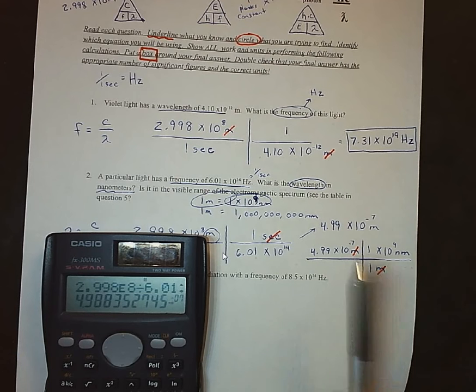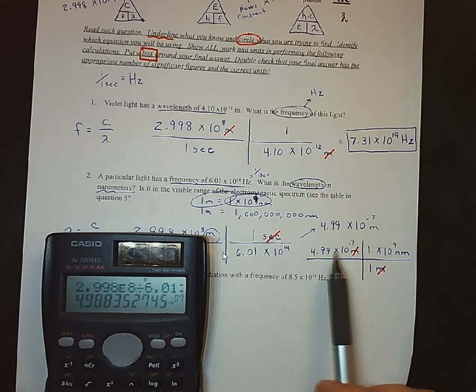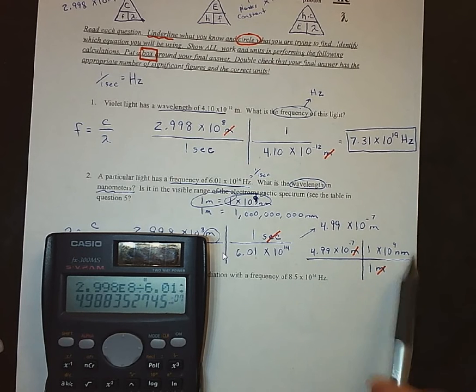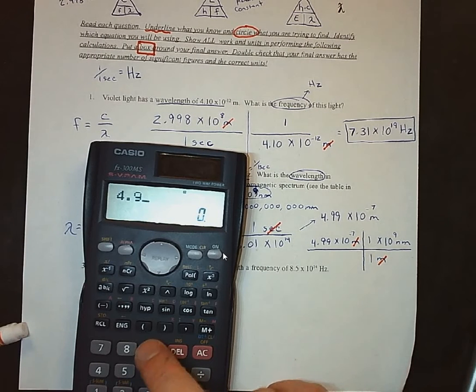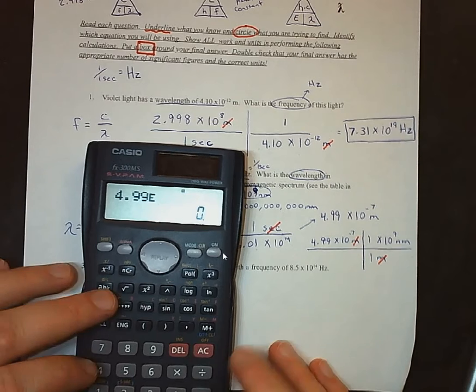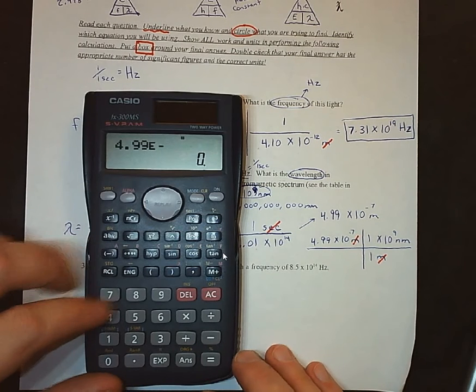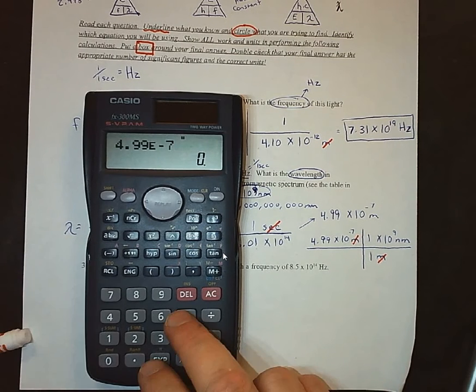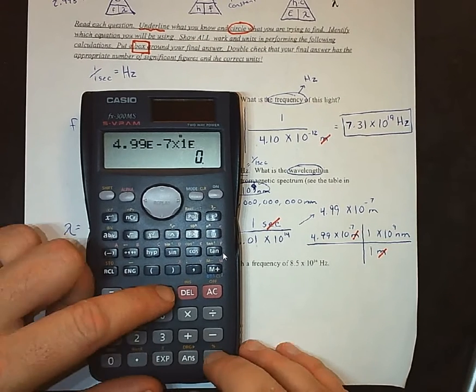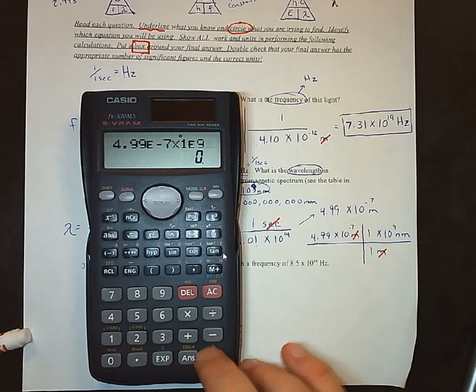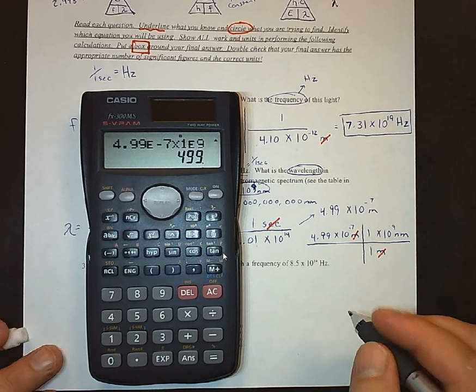Both numbers are on top, so we multiply them out. By doing this, we should be left with nanometers. Okay? So 4.99 exponent negative 7, and we're going to times that by 1 exponent 9. And now we have 499 nanometers.